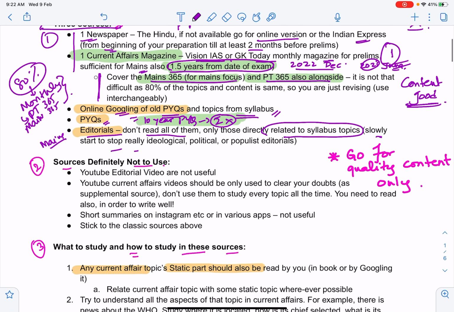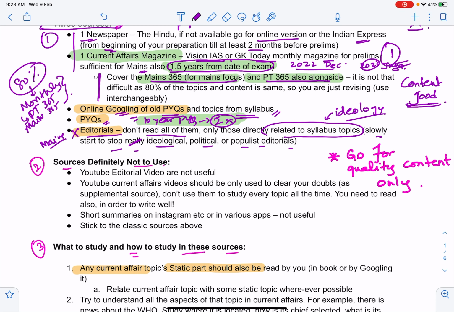You can slowly start to stop reading any kind of ideological, political or populist editorials. Let's say there is an article by a political scientist which is ideological in nature because he or she has a particular political ideology. Then you don't have to read that particular editorial, in my view. So just go for editorials that are actually more informative.